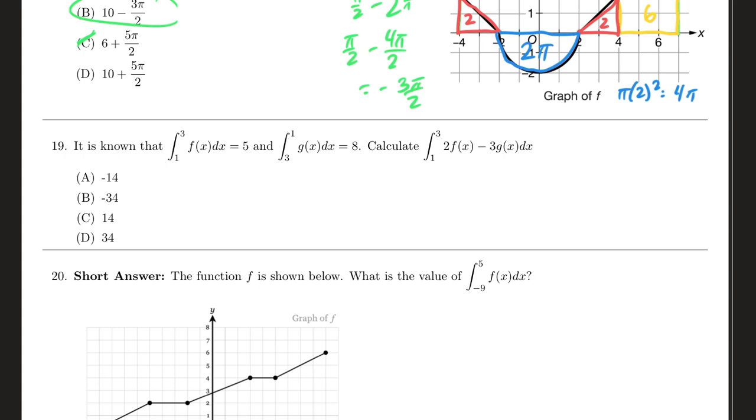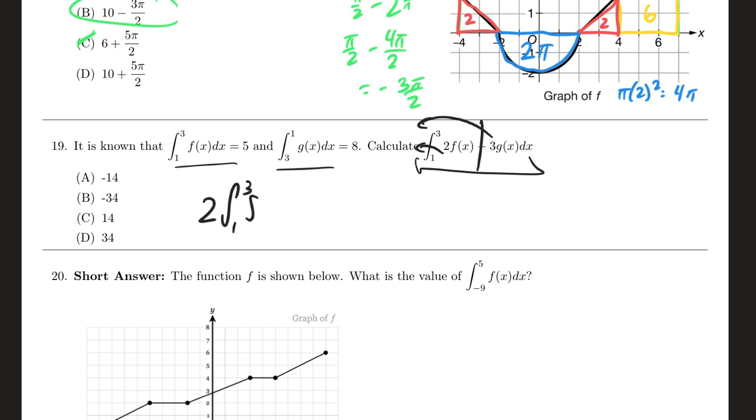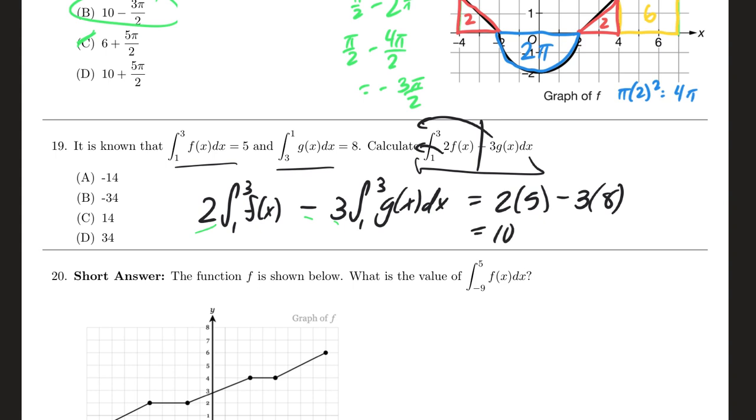This one is kind of similar to 17, in that we know these individual pieces, but now we want to figure out this more complicated integral. We can pull any constants out, and we can break it up over addition and subtraction signs. So it's going to be 2 times the integral from 1 to 3 of f of x, minus 3 times the integral from 1 to 3 of g of x. I split it up over the minus sign, and I brought those constants out in front. But we know that's 5, and we know that's 8. We get -14.